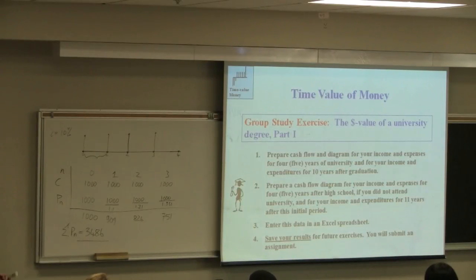This exercise is going to be reused on at least 2 other occasions throughout the course. So I'll leave you for 5 minutes now to work with your group members and start to estimate, not dollar values, but at least what the incomes are and what the expenses are going to be, and list that. We'll then take it up in the next tutorial.